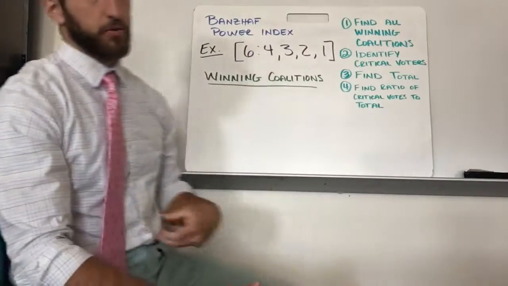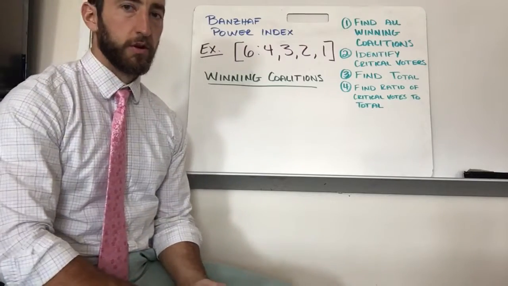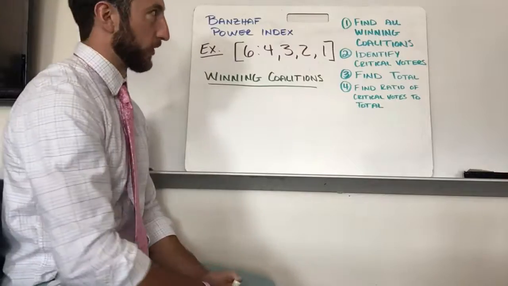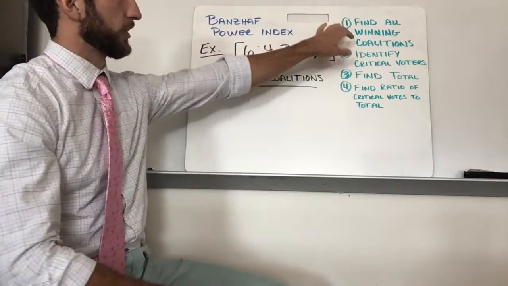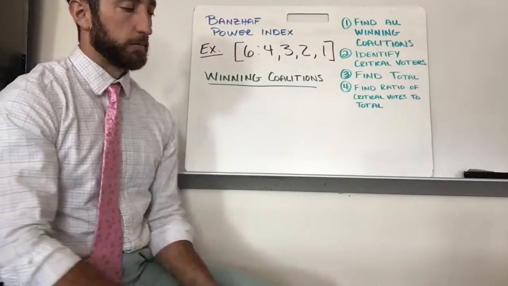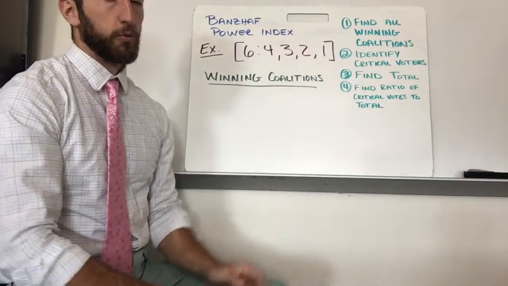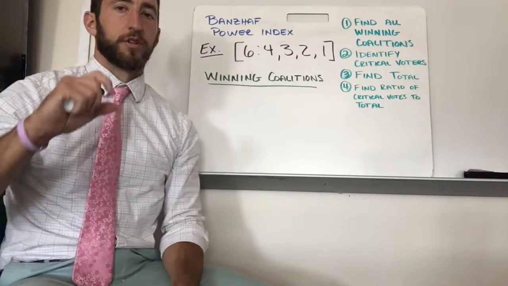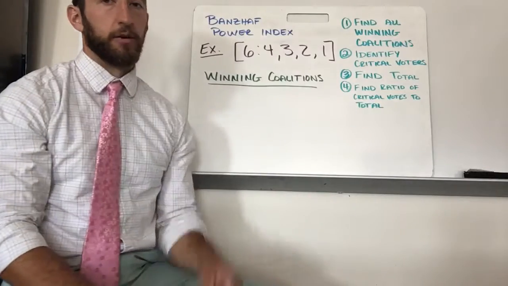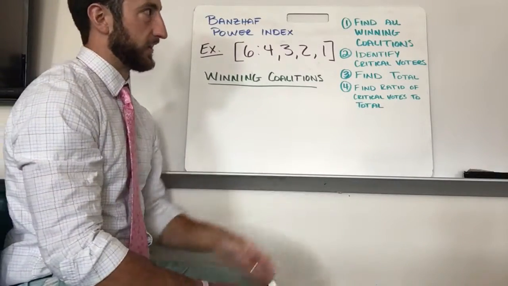And then this is something that we're going to be calculating a lot, is basically how much power each individual voter has. And we look at how many times they're going to be a critical voter. So first thing we want to do in finding the Banzhaf Power Index, we're using the same voting system that we had before, is we want to first find all the winning coalitions. A winning coalition is whenever we add any of our voters together and it reaches the quota. So if they reach the quota, that is a winning coalition.